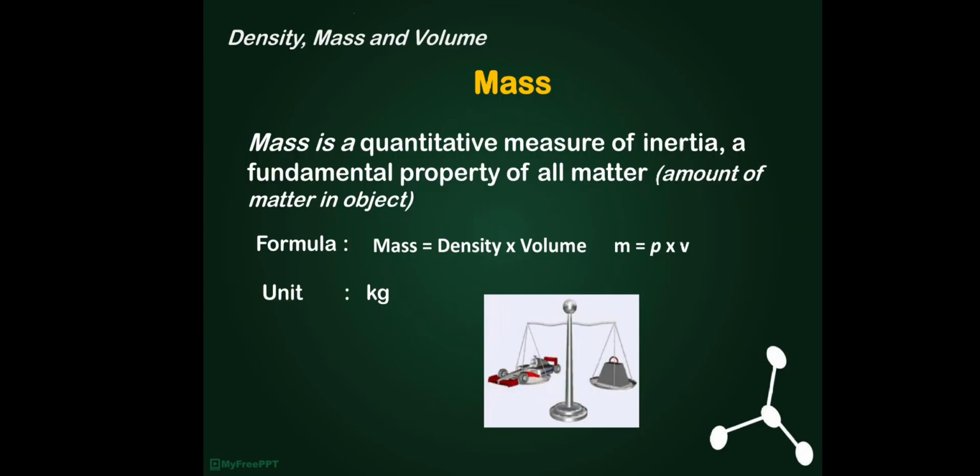Okay, let's proceed. In density there is also a formula for mass. Mass is a quantitative measure of inertia, a fundamental property of all matter, the amount of matter in an object. The formula for mass is density times volume, or to simplify it more, M equals P times V. What is the unit for mass? We have kilogram. So this is very important for you to know, the formulas pertaining to density, mass, and volume.